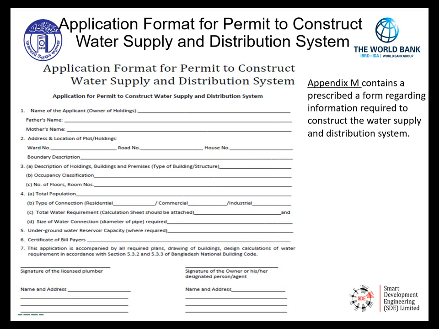4D, size of water connection, diameter of pipe, and the water connection size is required to be listed here. Number 5, underground water reservoir capacity, where required. This is if you have a private water supply system or maybe assisting for additional water storage. Number 6, certificate of bill payers.